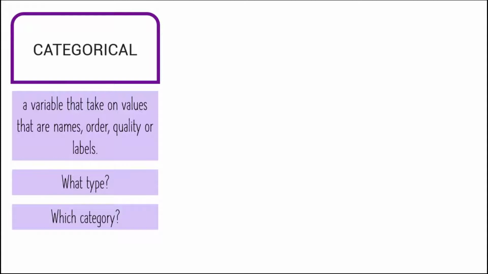Now let's go to the second one. Let's have the categorical variables. Categorical variables are variables that take on values that are names or qualities or labels. It answers the questions what type and which category, making it qualitative data. It is divided into 4 categories.